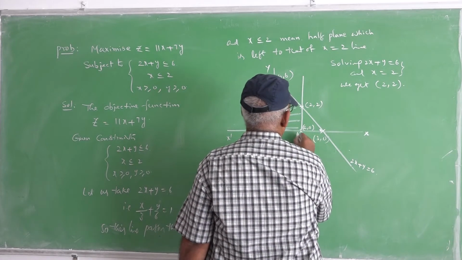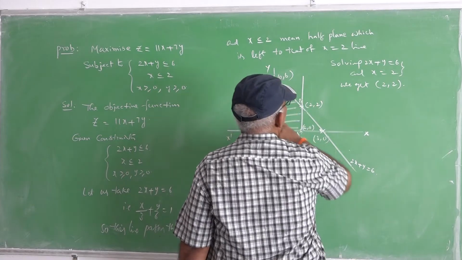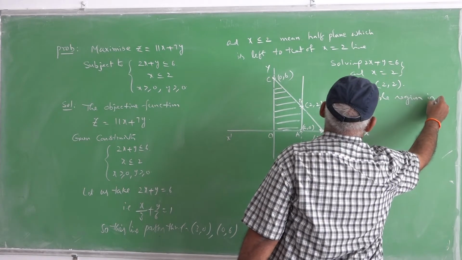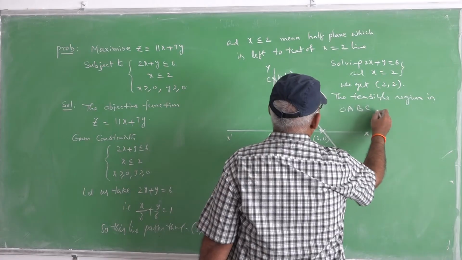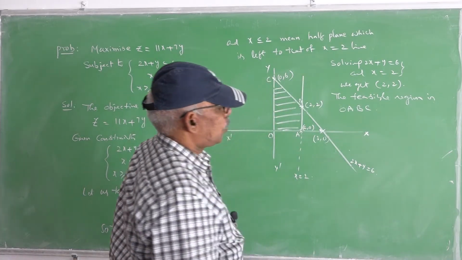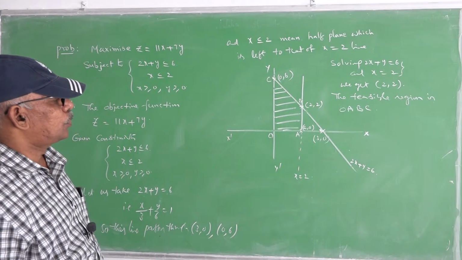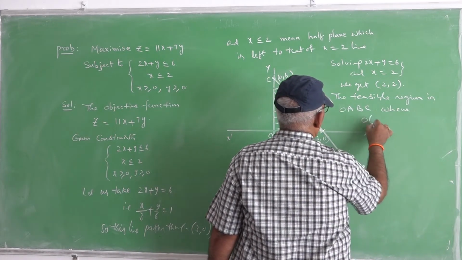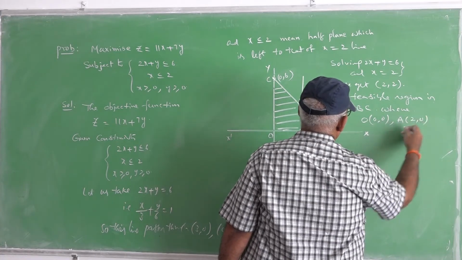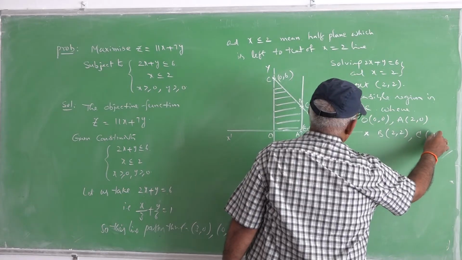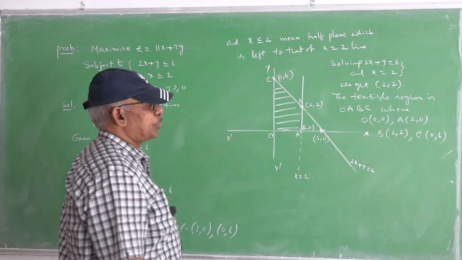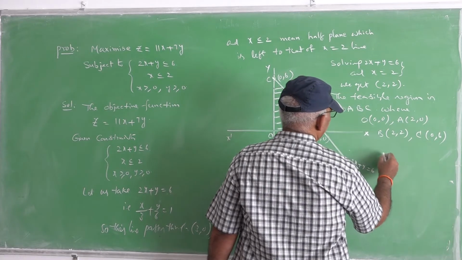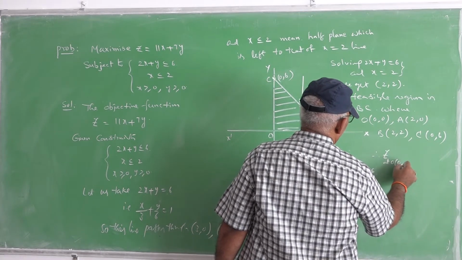So, the feasible region is, let us suppose this is the point A, this is the point B, this is the point C. The feasible region is O, A, B, C here, the convex polygon OABCO, where the corners, vertices are O 0 comma 0, A 2 comma 0, B 2 comma 2, C 0 comma 6. This is a closed region.